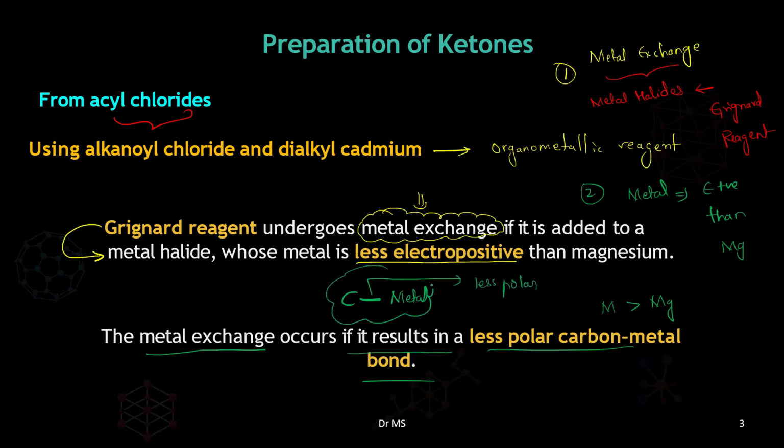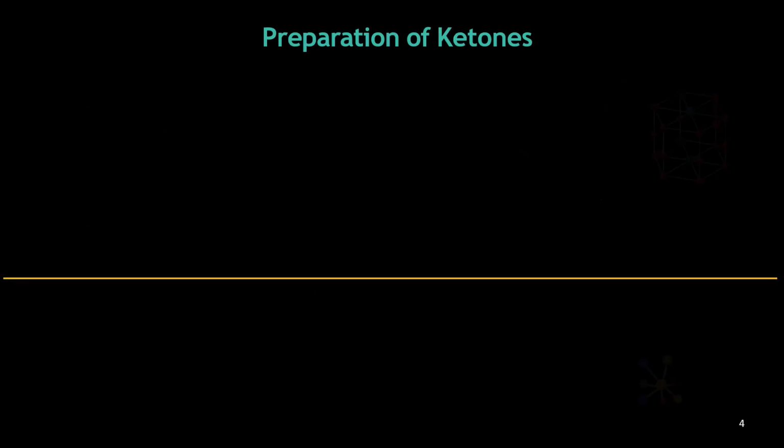So this is the product. See here, the metal exchange occurs if it forms a product which should have a less polar carbon metal bond. Whatever product is formed should have the carbon and metal with a less polar bond. Understood? It's a little complicated in the sentence, that's why I'm explaining this much. Understood? Yes. Okay.